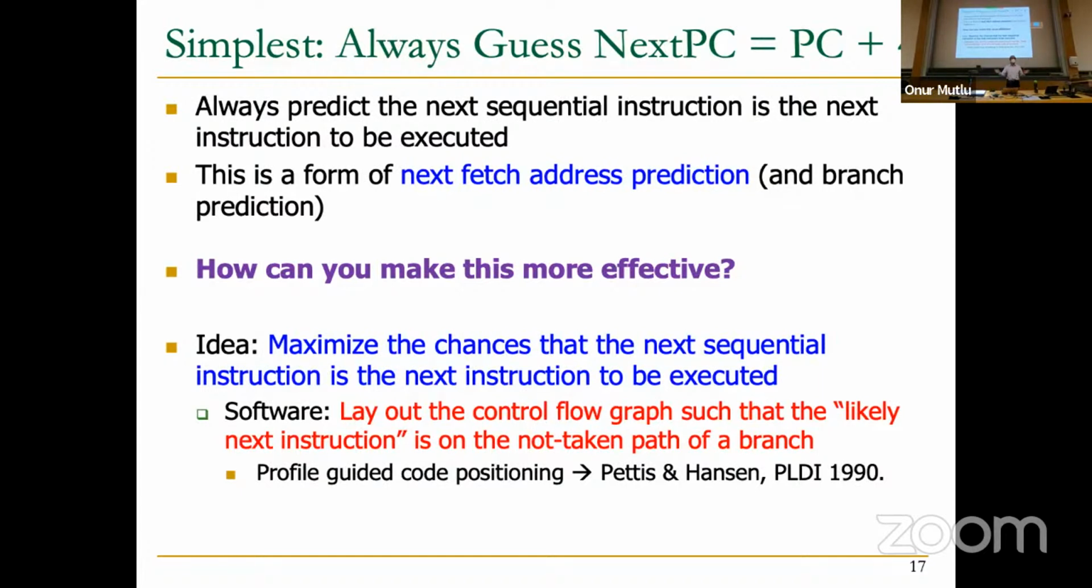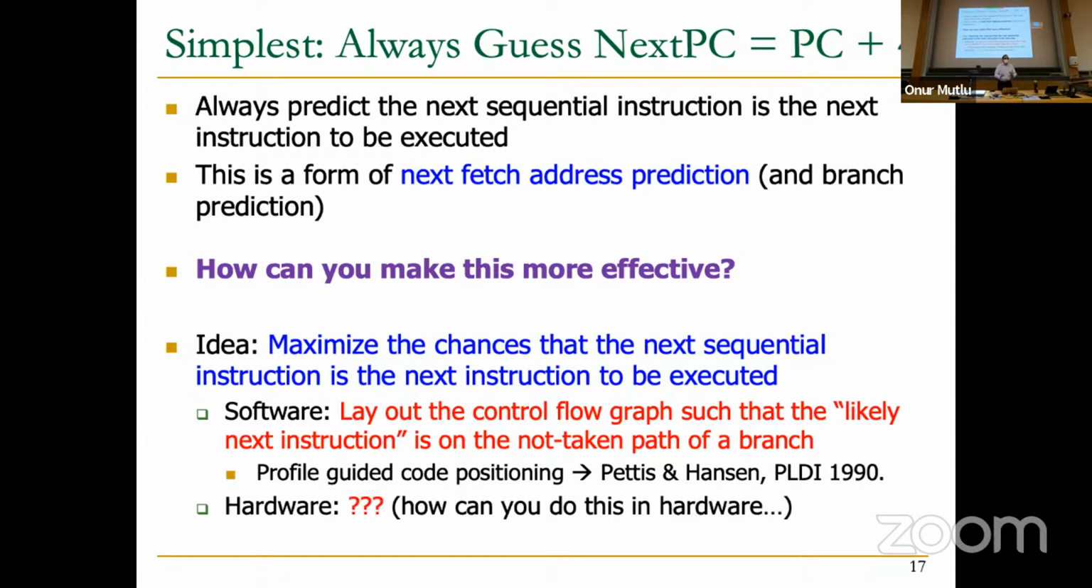And a lot of compilers actually employ this. Now you can do the same thing in hardware also. So let me philosophize a little bit. Whatever you can do in software, you can also do in hardware. The difficulty is at how much cost do you add to the system. So you can do exactly what I described in hardware as well.